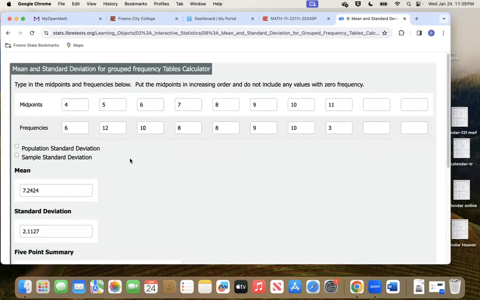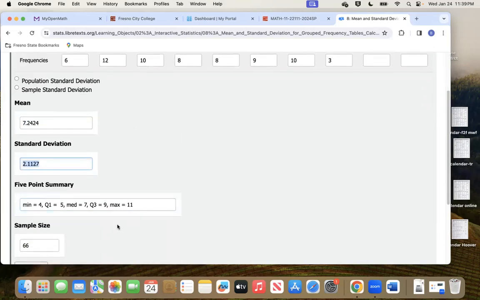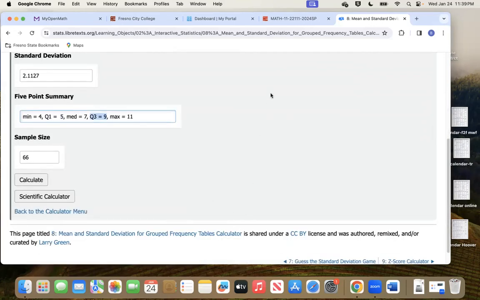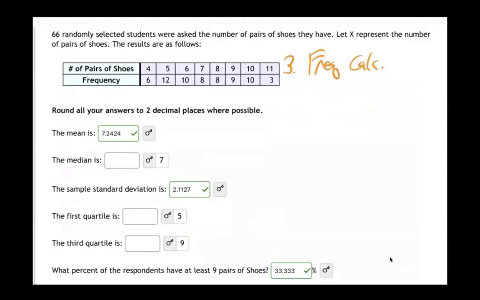Boom. And so there's all of our numbers. There's the mean, standard deviation, the median. They asked for the median. There's the median of 7. And then the first quartile, that's Q1. Third quartile, that's Q3. So there's all those. Okay, so that's pretty good. Now let's go back. That's how I got this answer, this answer, this answer, this answer, this answer from the frequency calculator number 3.